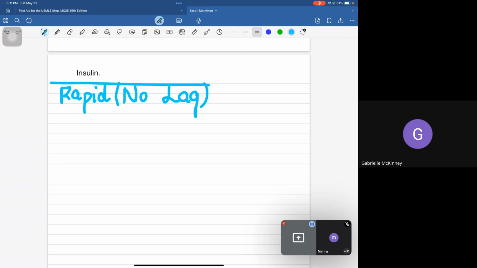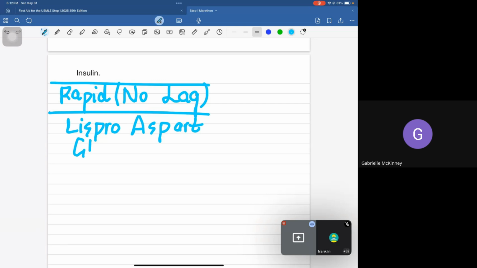And what are those insulins? We have three insulins. The first is lispro. The second is aspart, and the third is glulizine. So whenever a patient with diabetes mellitus comes to us, we are going to give the patient one of these three insulins after eating food: lispro, aspart, or glulizine.